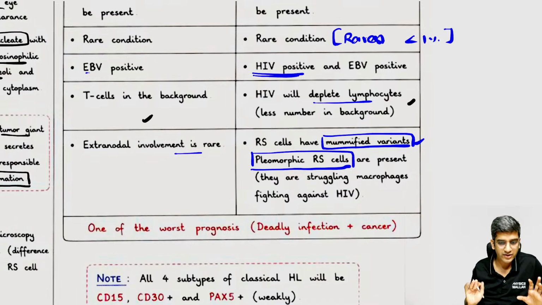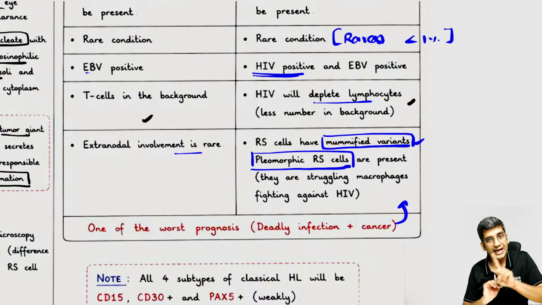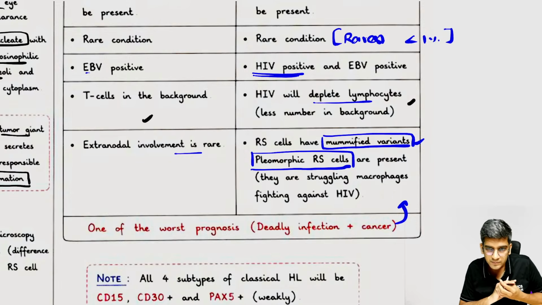That's it. Fine. And this is the one with the worst prognosis. Lymphocyte depleted is the one with the worst prognosis. I have an infection plus you have a cancer, right? Perfect.